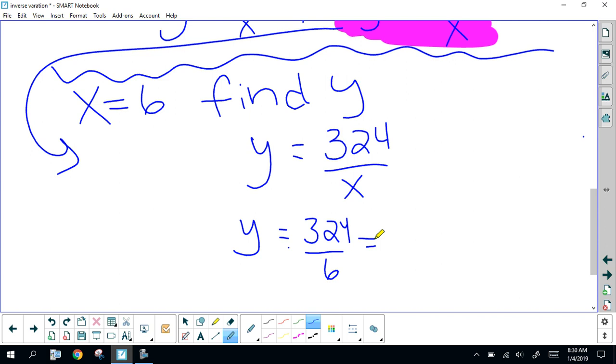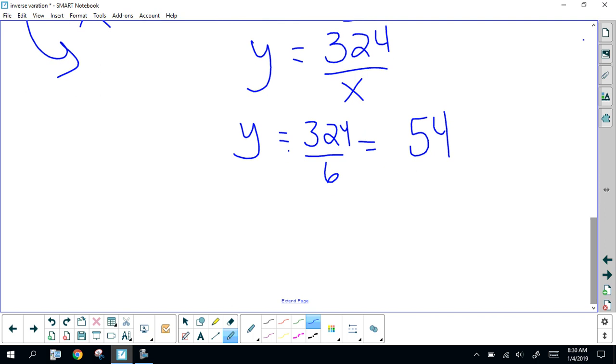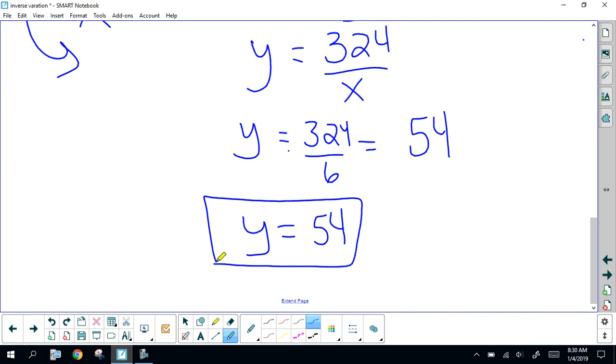And you get y equals 54. So your answer to this one is y equals 54. And that's all you do for example 1. And that is showing that y varied inversely to x.